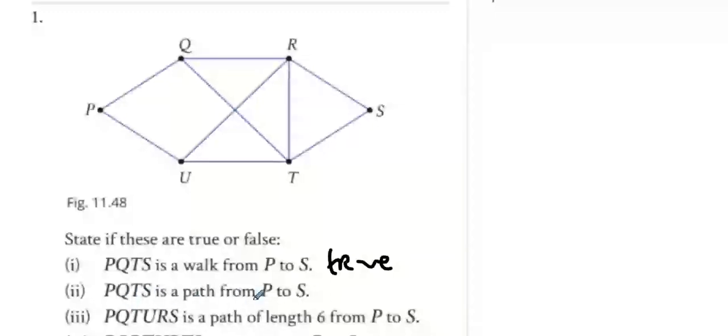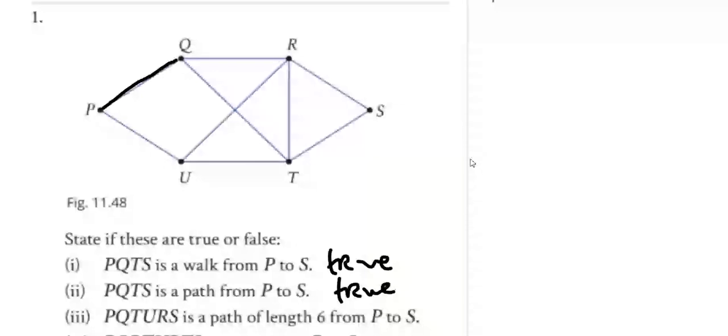PQTS is a path from P to S. Well, you're only allowed to use each line once. PQTS, yep, it's also a path, so that's true. Walk, you're allowed to reuse each line if you want. You can just walk indefinitely if you want. You can go P to Q, then back again. But on a path, you're not allowed to do that.